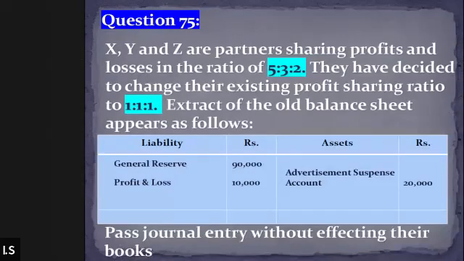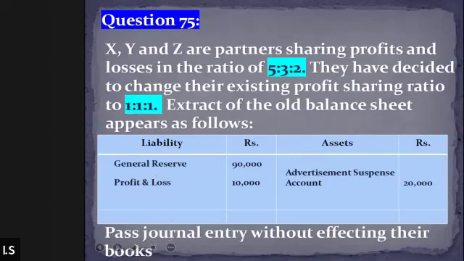On the liability side, we have the general reserve and the profit and loss. And on the asset side, we have the advertisement suspense account of rupees 20,000. The question is saying that we need to pass the journal entry without affecting the books of account of the partners. That means partners have decided to show the general reserve, the profit and loss, and the advertisement suspense account in the future books of account as well. Is that clear to all of you? Everyone, please confirm if this is clear or not.